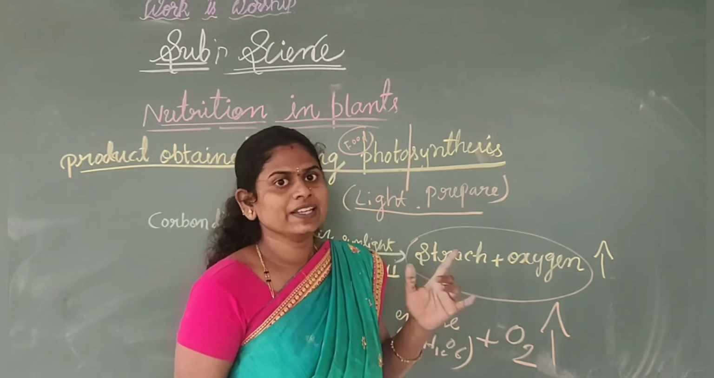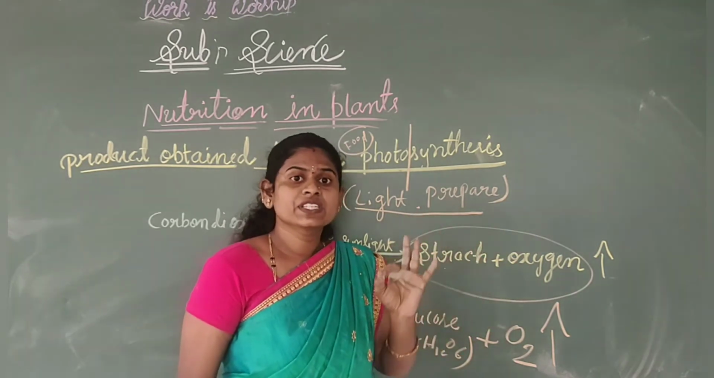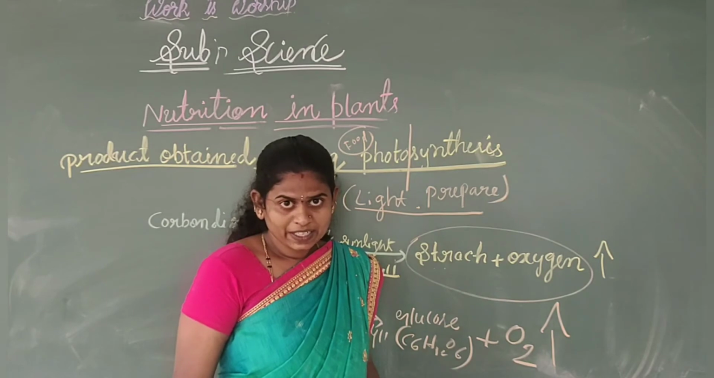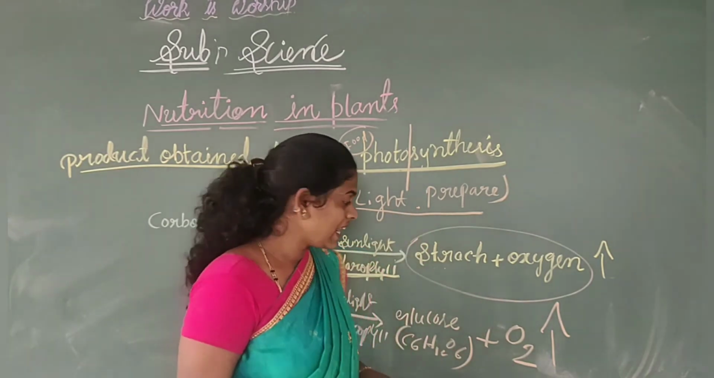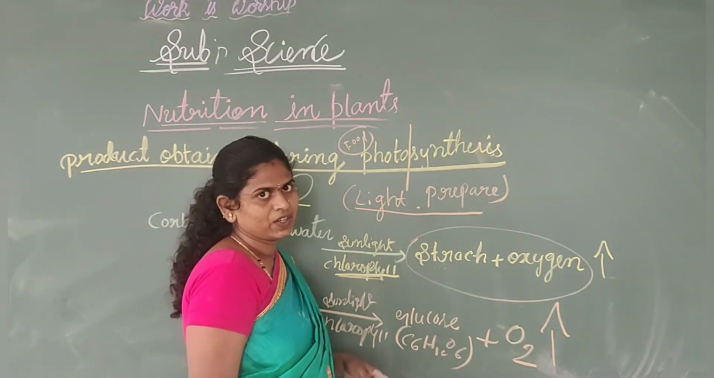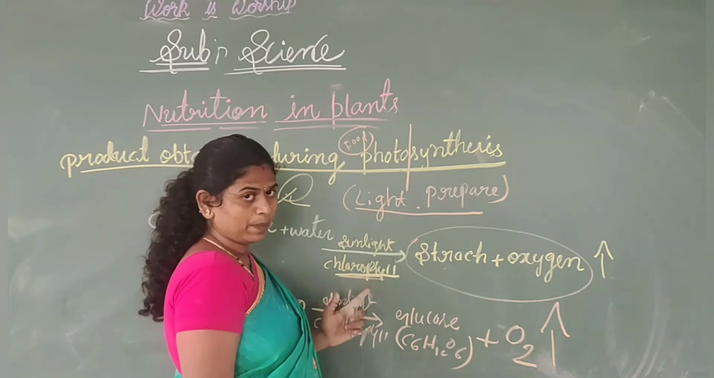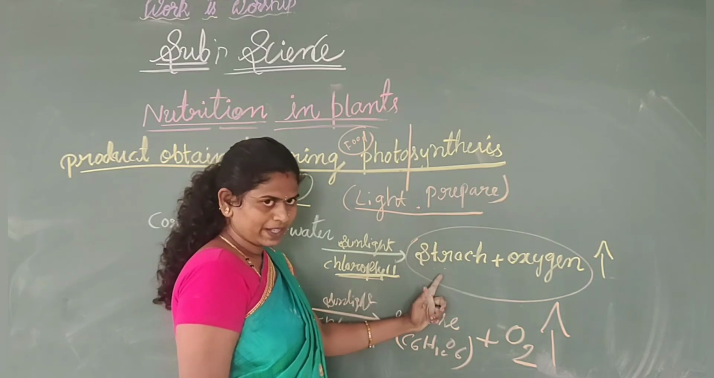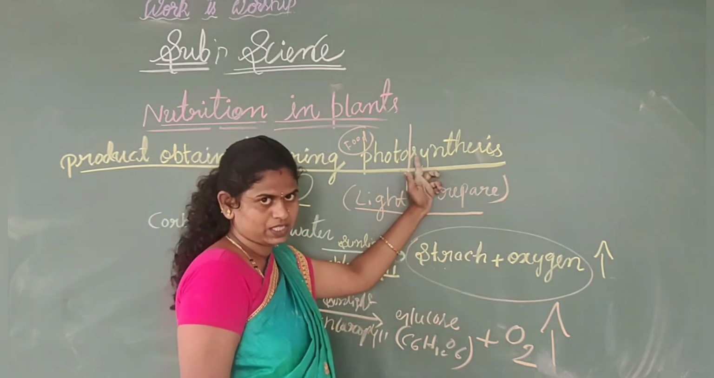It takes place especially in leaves. Okay, it takes place in leaves itself. Leaves are called the kitchen of the plant because food is prepared in the leaves. They are also called food factories. Okay, they are green in color due to the presence of chlorophyll. With the help of carbon dioxide and water, in the presence of sunlight and chlorophyll, food is prepared in the leaves and oxygen is released. This process is called photosynthesis.